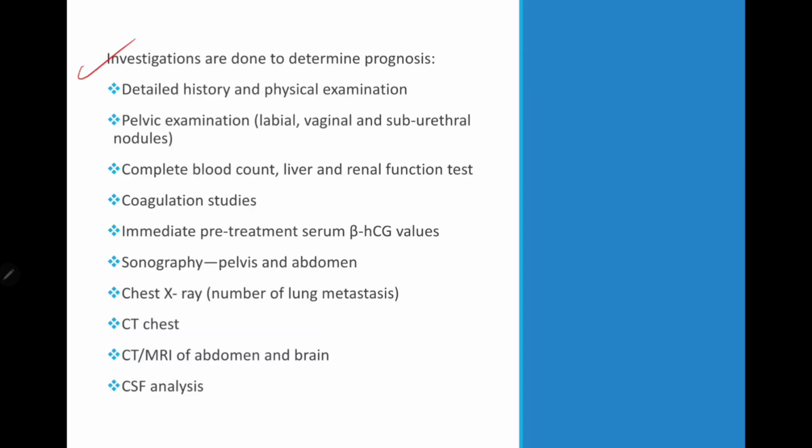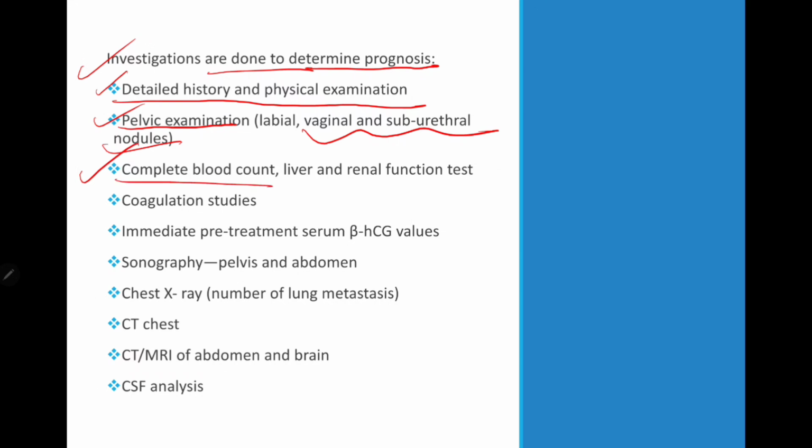So what are the investigations that are to be done to determine the prognosis? First is detailed history and physical examination. Next is pelvic examination, especially to look for the labia, the vaginal as well as the suburethral nodules. Okay, and complete blood count, liver as well as renal function test, coagulation study.